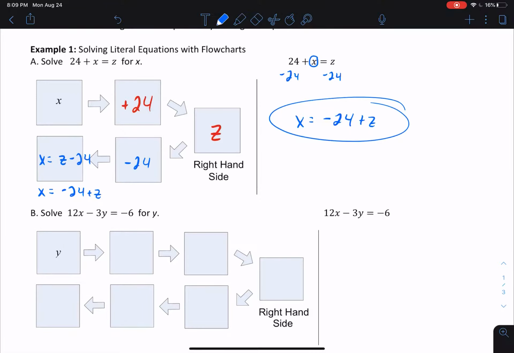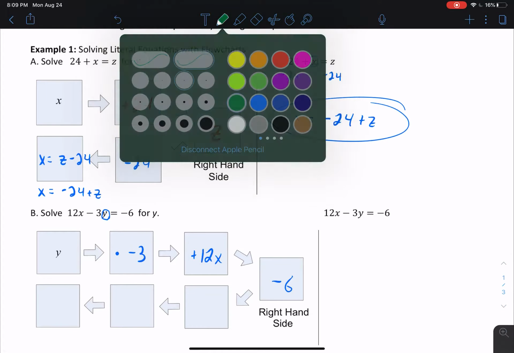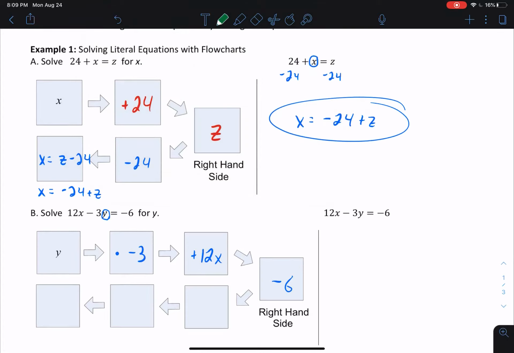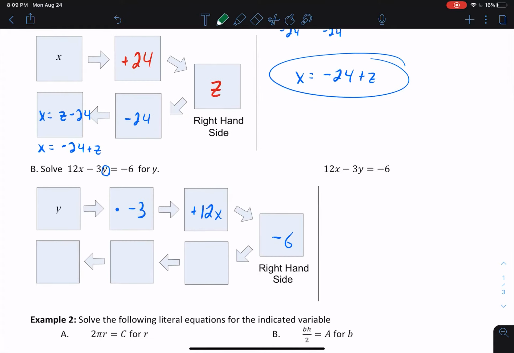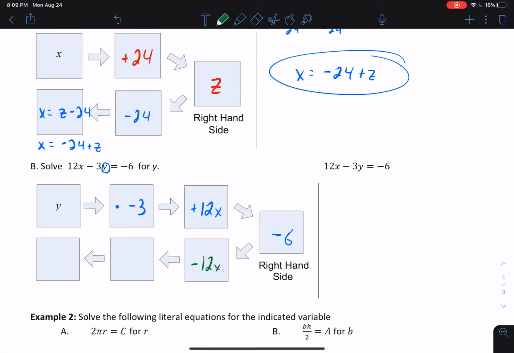All right. Next, we have 12x minus 3y equals -6. In this one, we want to solve for y. So what's happening to the y? What's happening to the y first? Well, first, it's being multiplied by -3, and then it has a positive 12x being added to it. And the end result for that is -6. So now we got to work backwards to see, how do I get the y by itself? Well, the first thing I'm going to do is subtract 12x. And then I need to divide by -3.